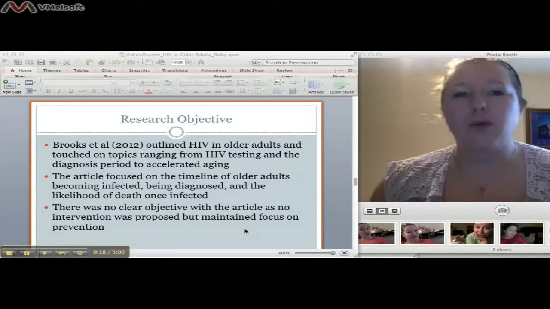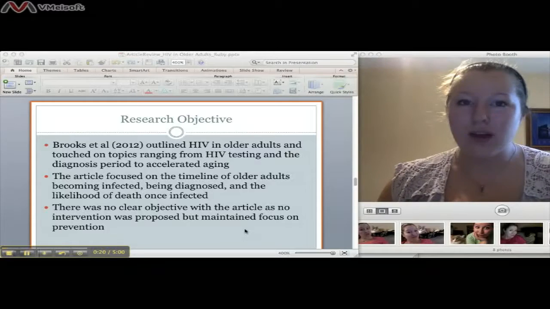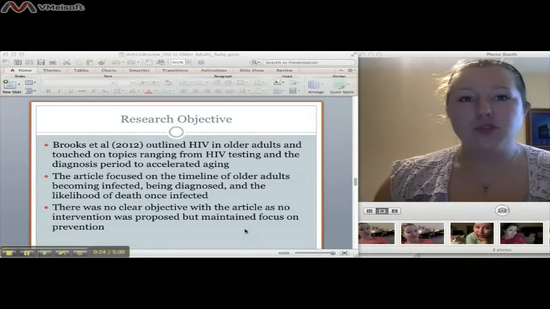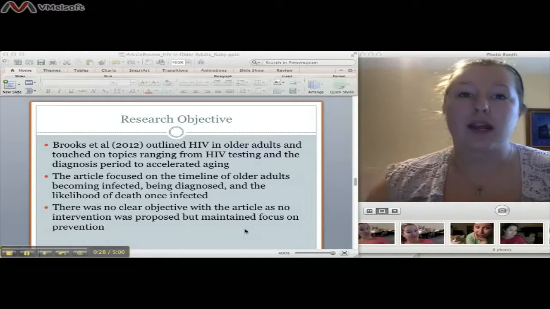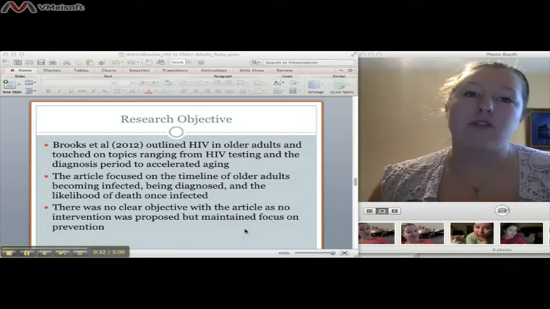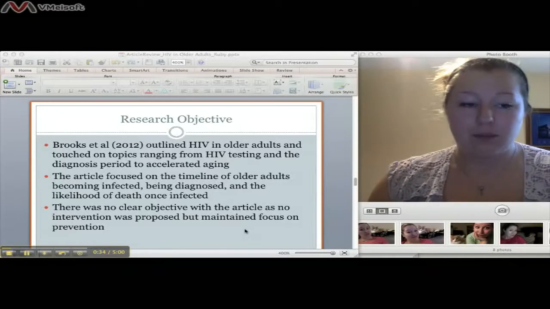And then also there wasn't a clear objective with how they were choosing to use their research, because most of the information that they were getting from other sources, other surveys and things like that, but they still maintained a focus on awareness and prevention.